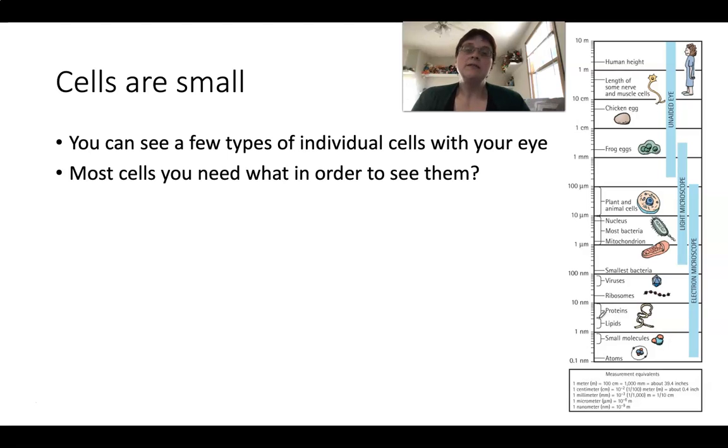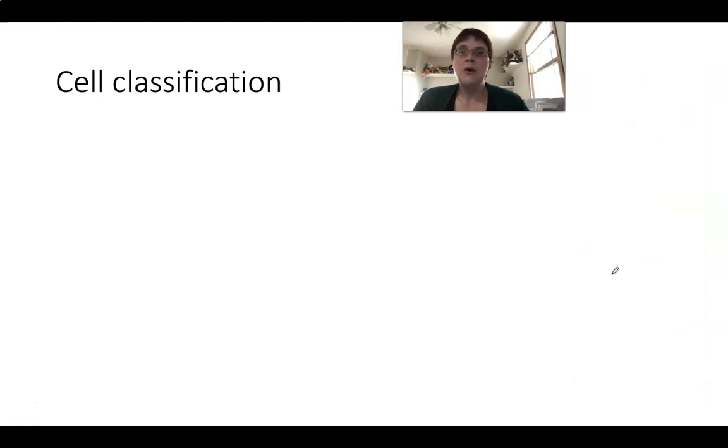That's why we didn't know about things like viruses until more recently, because we needed this technology in order to actually view them because they're so tiny. All right, so how do we classify a cell?